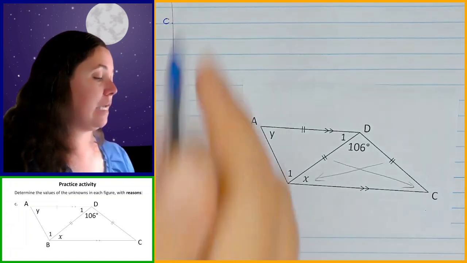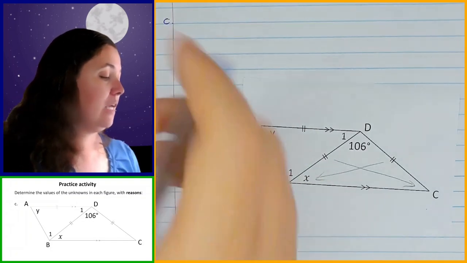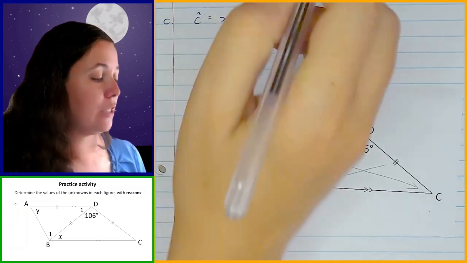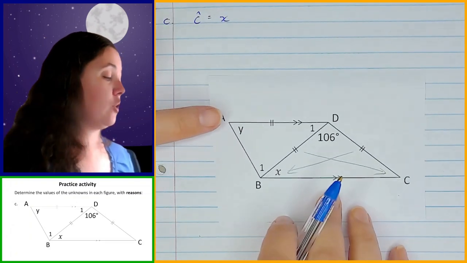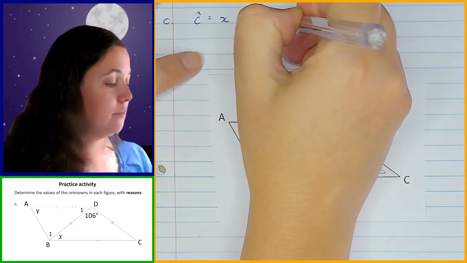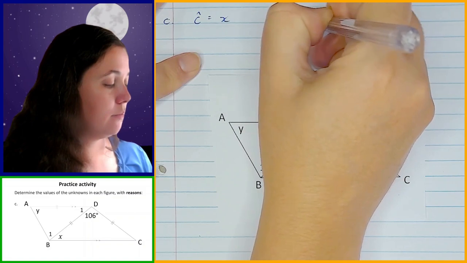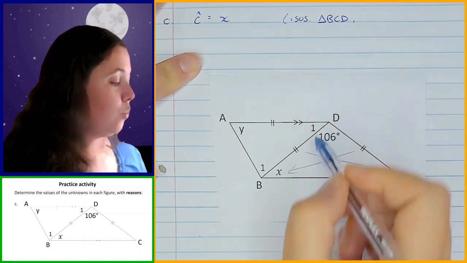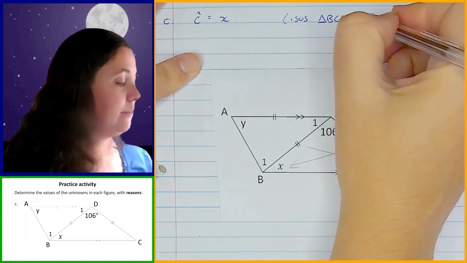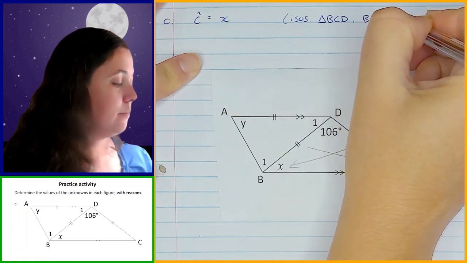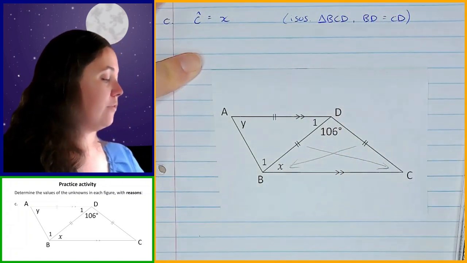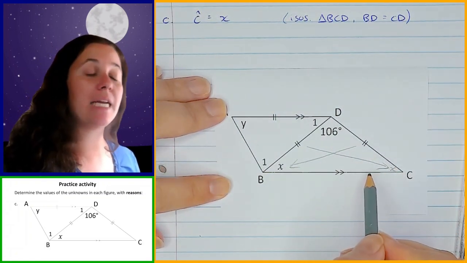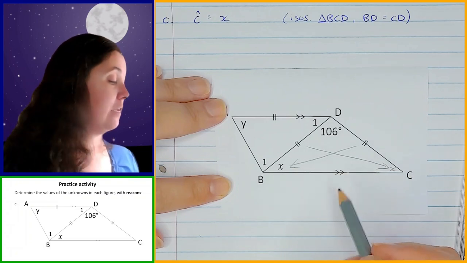So I first have to say that angle C is equal to X. And the reason I know that is because this is an isosceles triangle, BCD, with BD equal to CD. Okay, so now I know that this over here is X. Now, once I work out X, I can then have an actual value to fill in there.